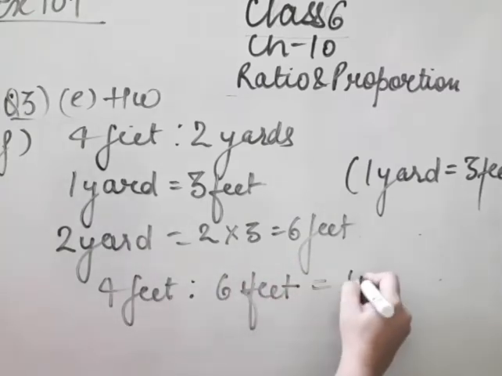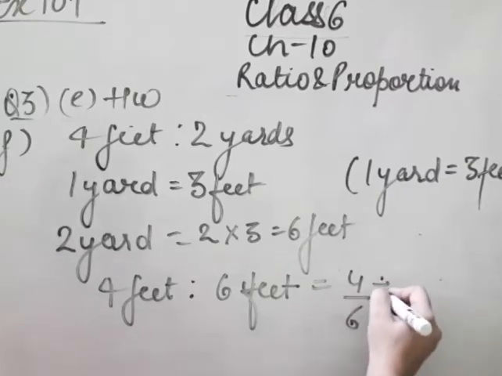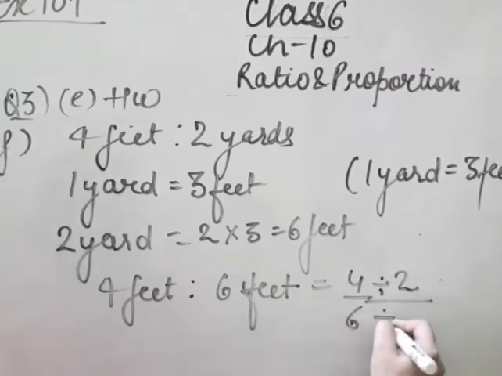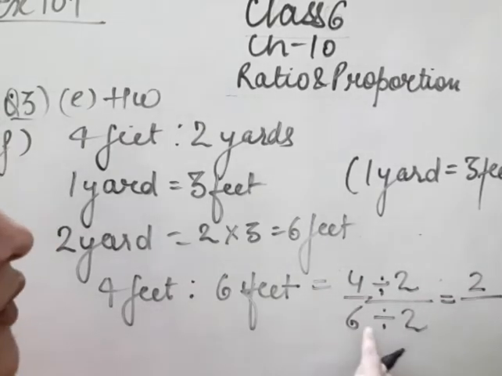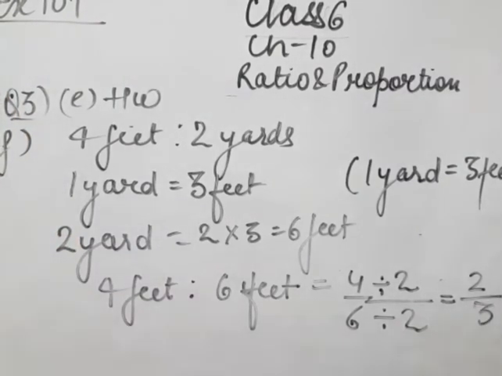What is left with you? 4 upon 6. You have to divide 4 and 6 with the table of 2. Both are divisible by 2. So when you divide 4 by 2, you get 2. Similarly, when you divide 6 by 2, you get 3. So what is the answer? The answer will be 2 ratio 3. Okay.